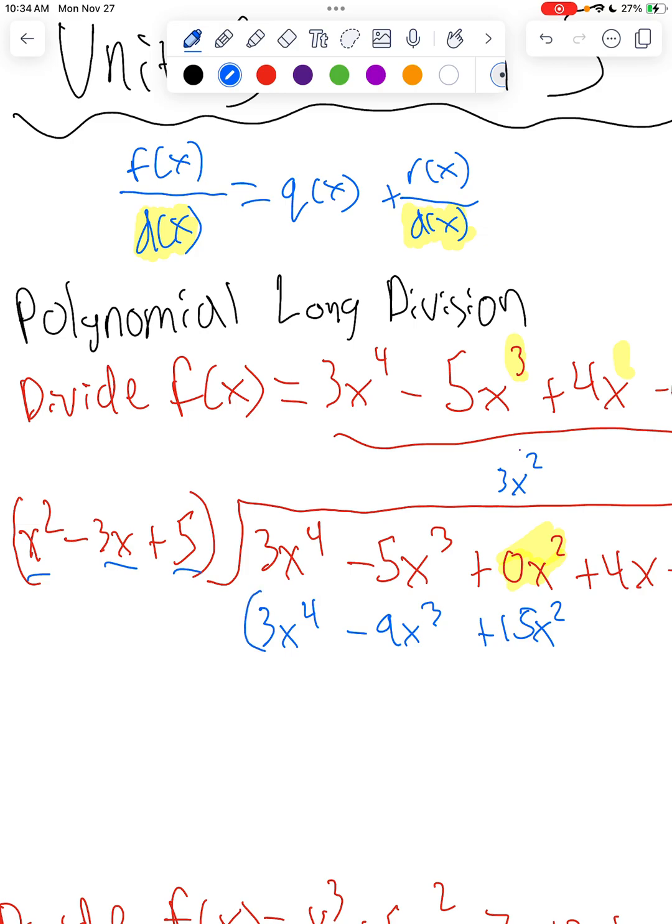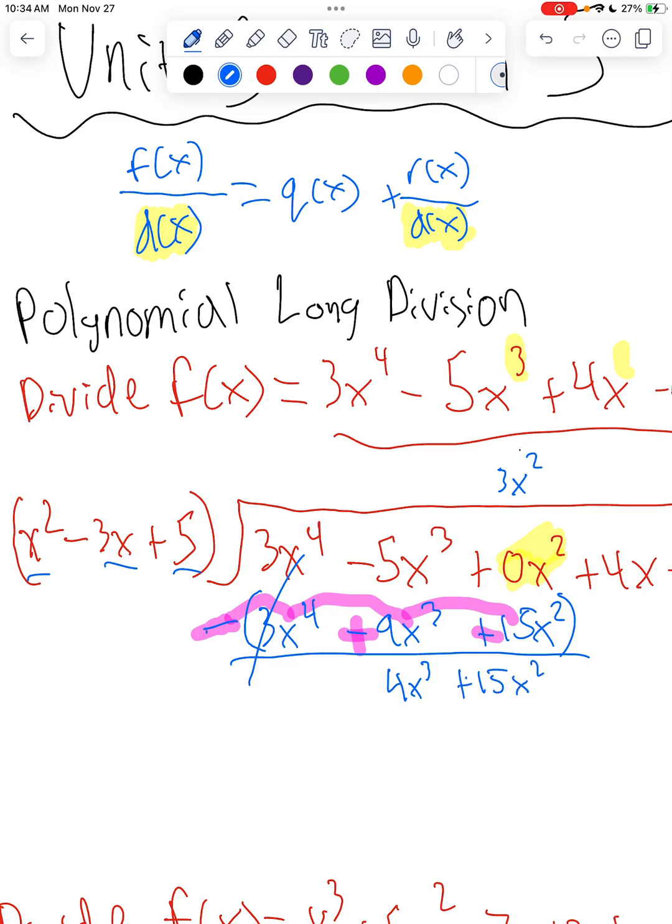Now we subtract these. Essentially I'm taking this negative and distributing it to each of these terms, which turns all my negatives positive and all my positives negative. So 3x to the fourth minus 3x to the fourth cancels out. Negative 5 plus 9 gives me 4x to the third, plus 15x squared. Then I have to bring down whatever I've got left, so I'm going to bring down plus 4x.